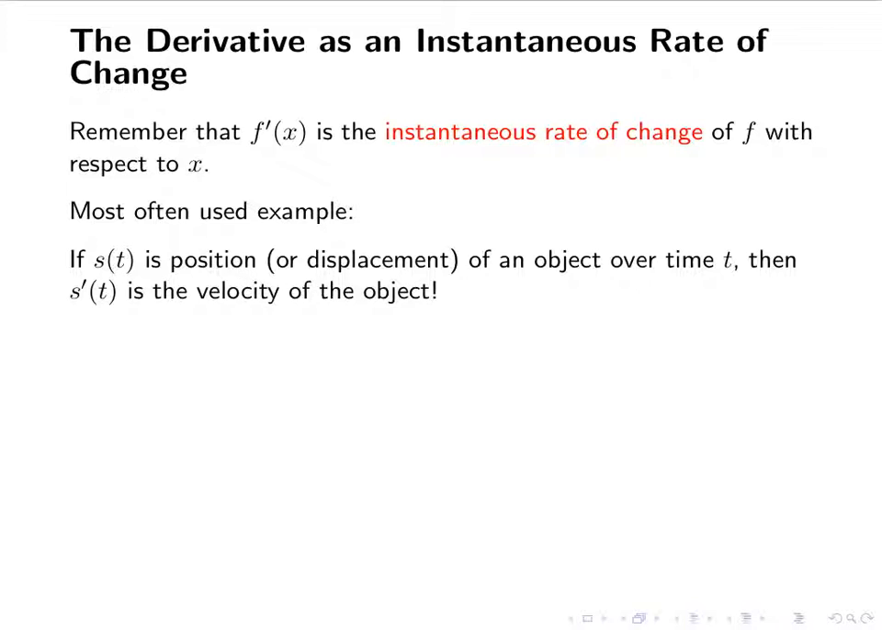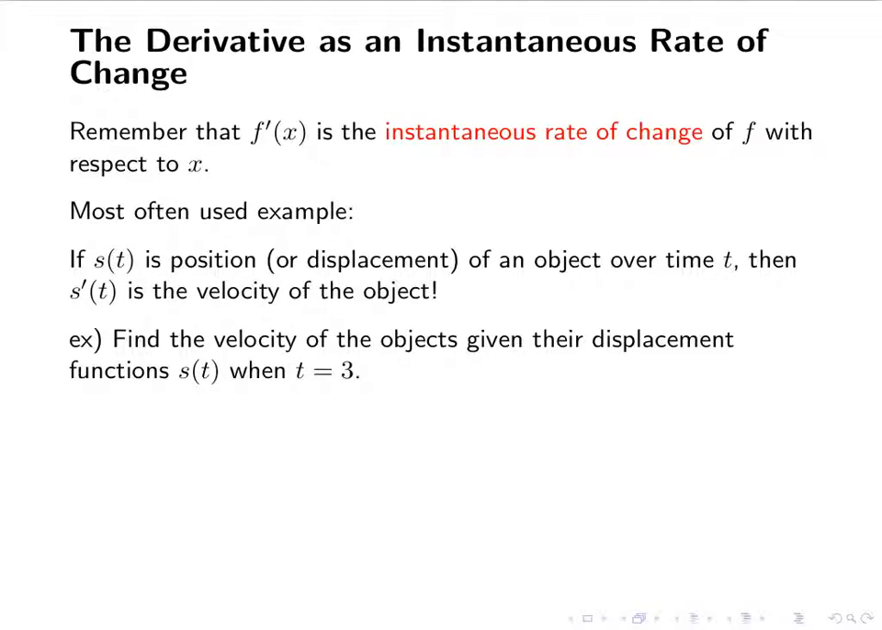Then s prime of t is the instantaneous rate of change, but the rate of change of your position is also called velocity. So the derivative of position is velocity. So we're just going to use that. Instead of find the derivative or find the instantaneous rate of change, it's going to say find the velocity.